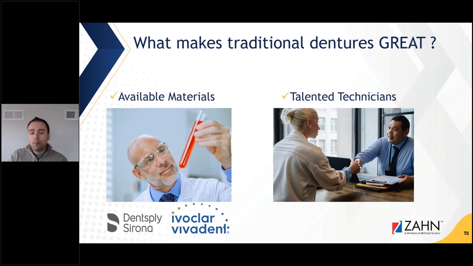Like we said, when you have a product in the marketplace for so long, which could be several decades with traditional dentures, many companies have had a really long time to fine-tune the chemistry and the physics behind the material. So material science has really helped them evolve. The materials have gotten better, more affordable, stronger, more aesthetic. Some notable examples would be Dentsply Sirona and Ivoclar being in that space. And the same companies have been able to carry over some of that traditional material knowledge into digital dentures as well. And my favorite subject to talk about is the availability of talented technicians and the availability of labor.